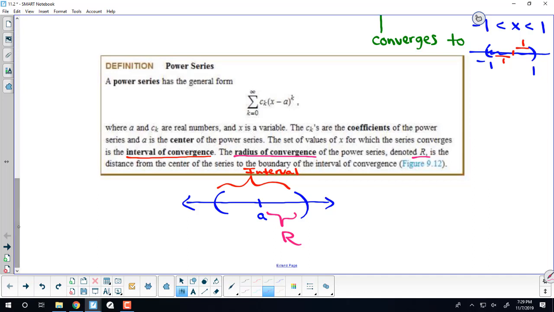Wait, I have a question. Yep. So if it converged from like 4 to 6, the radius would be 1, right? Assuming you have a symmetric radius of convergence and you centered it at 5, yeah. But it could be otherwise. It could be otherwise, yeah. We'll see symmetric intervals about the center, but yeah, it could be different.